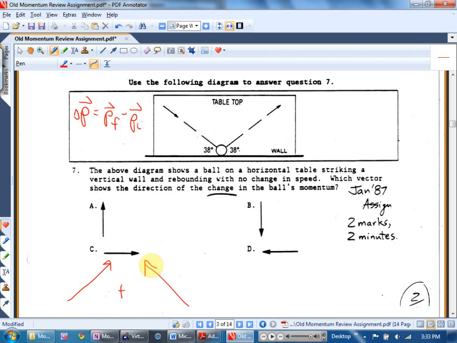And if I'm seeing this correctly, I think I end up with the change in momentum being straight up, which makes sense to me because, if we ignore friction, I don't think the ball slowed down horizontally at all. I think all that happened was it changed its vertical direction. It got pushed up.